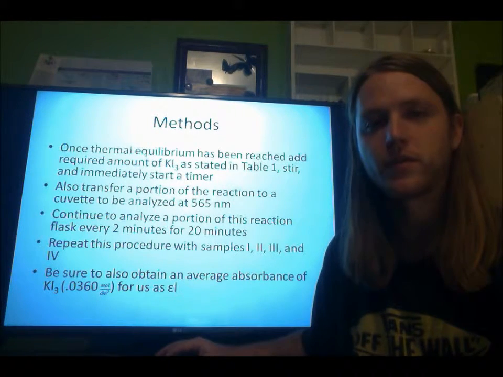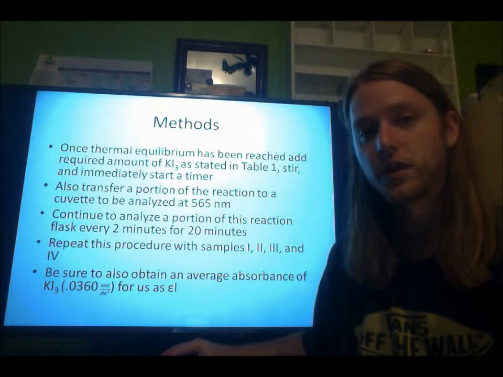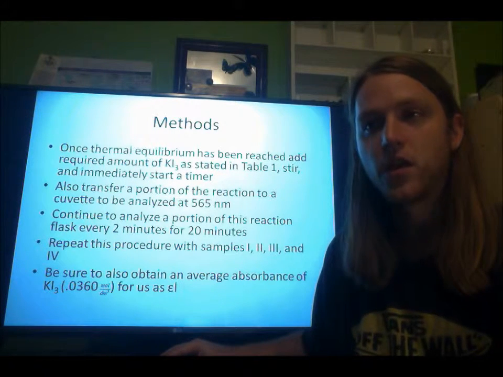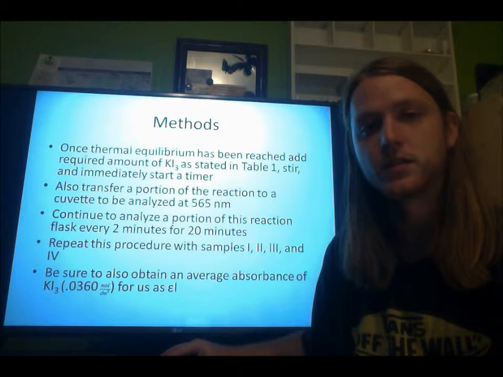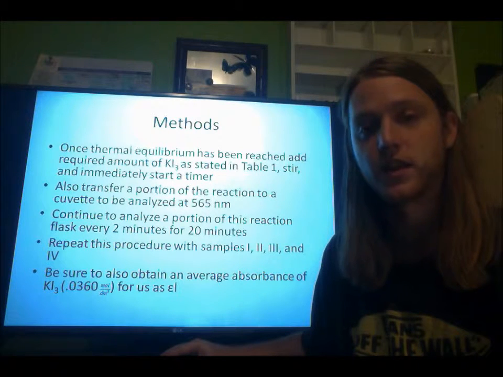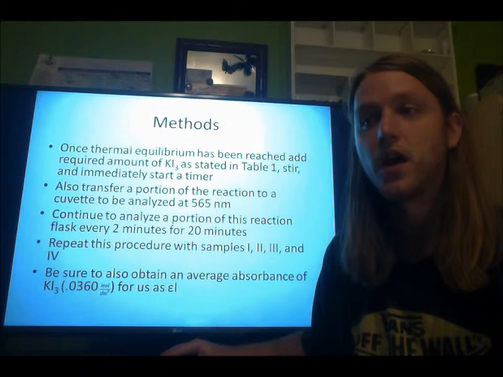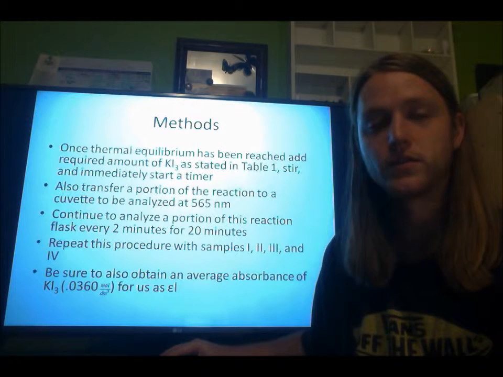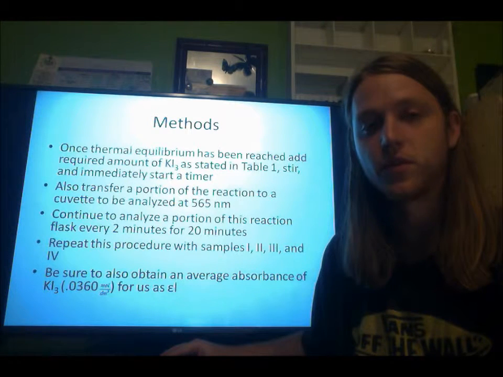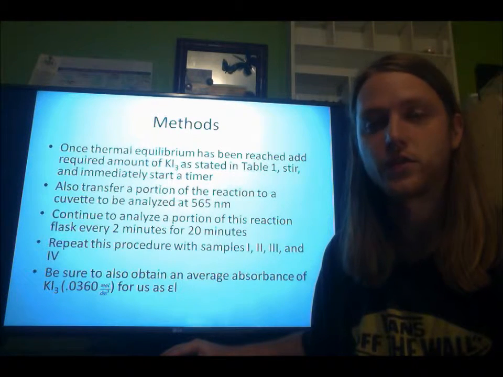Once we've waited about 15 minutes for the solutions to thermally equilibrate with the water in the hot water bath, we're going to add some potassium triiodide to our reaction flask, which contains the hydrochloric acid, the deionized water, and the cyclohexanone. And the amount we're going to add is stated in table 1 I showed earlier, and that'll change for each trial we run.